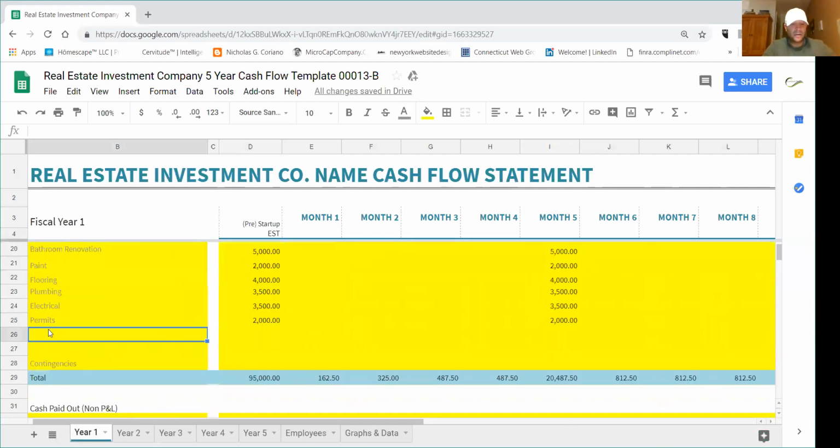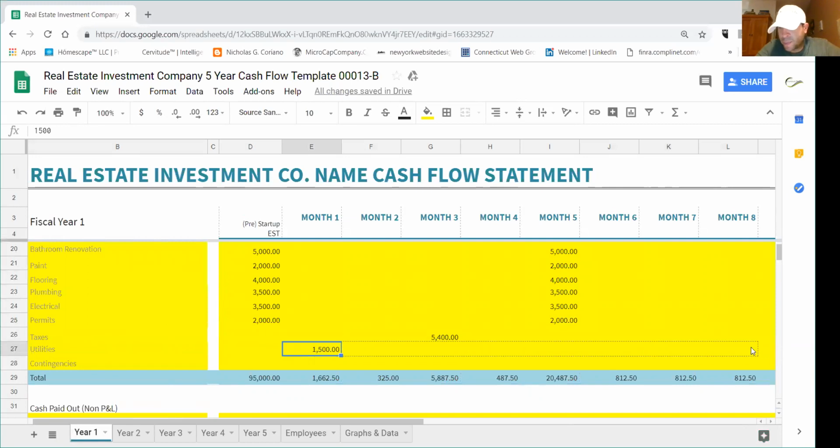Let's put in taxes here, taxes. Let's put in taxes right here at 5,400. Let's put utilities, right? And this is a pretty big building, so let's put this at 1,500 a month in utilities.